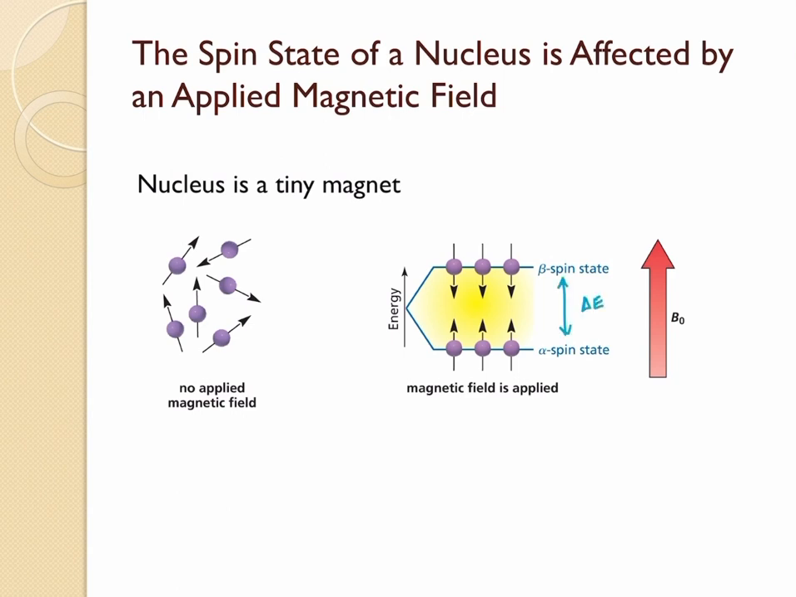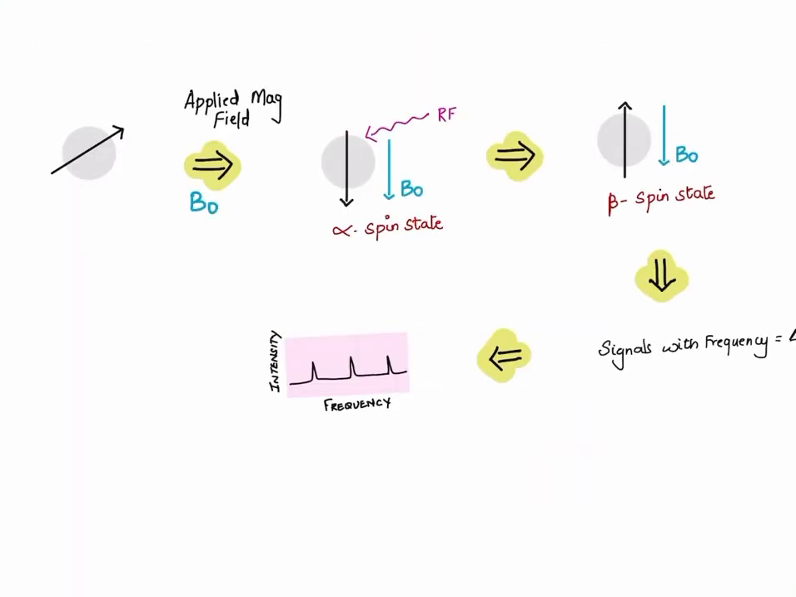When a sample is subjected to a pulse of radiation whose energy corresponds to the energy difference between the alpha spin state and the beta spin state, the nuclei that are in the alpha spin state will get promoted to the beta spin state, and this process is called flipping. NMR uses the radio frequency region of the electromagnetic spectrum to cause this flipping.